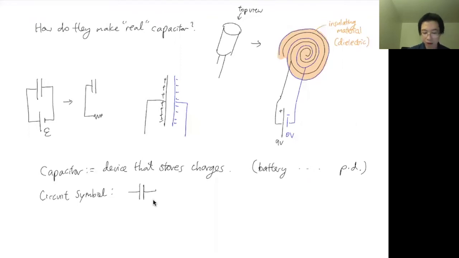So that's the charging phase, and then the discharging phase is when you connect this to some resistor. It can be a light bulb or whatever. We can label it that way. Okay. So that's the circuit symbol.